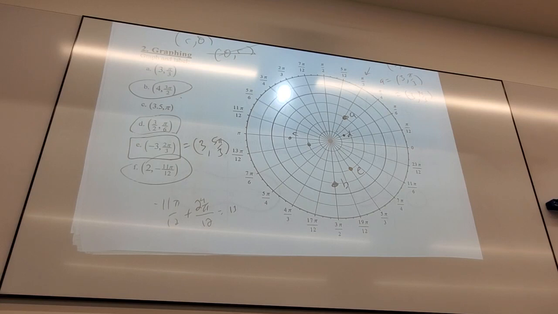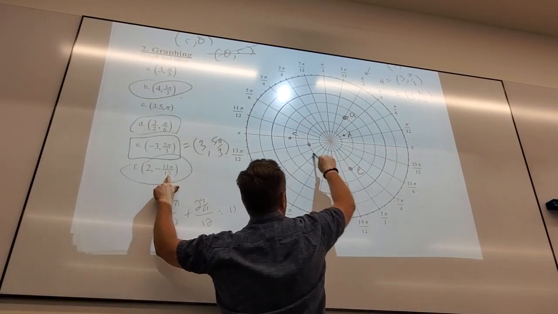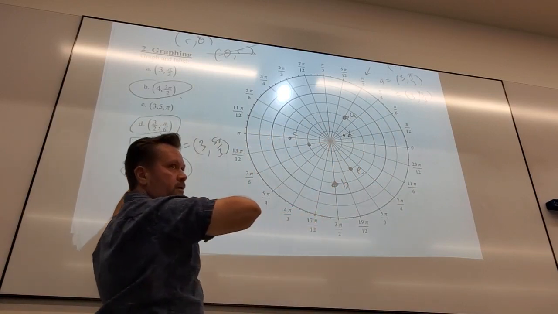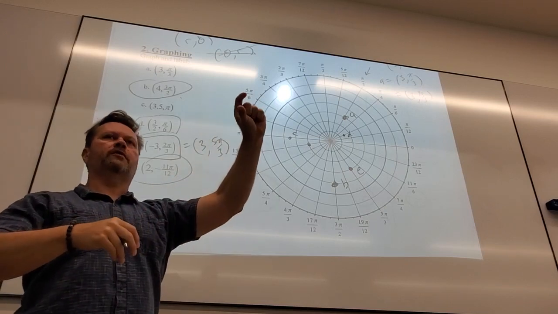2 pi. So if I have negative 1 pi over 12, how can I get a coterminal angle? I can add 2 pi. Isn't 2 pi 24 pi over 12? Personally, I wouldn't do that. I don't need to. Do I want to go back to full pi? I don't want to go back to full pi. I'm going to go 1/12 of a pi short.